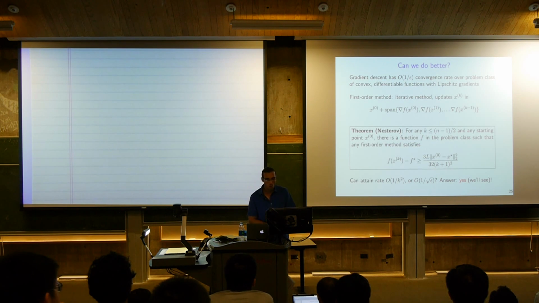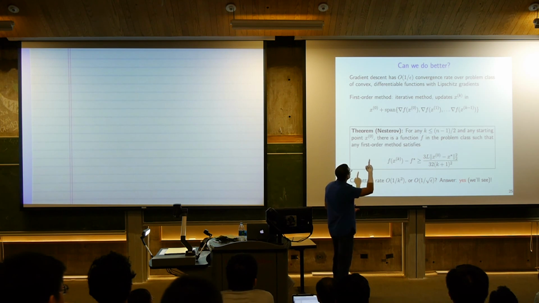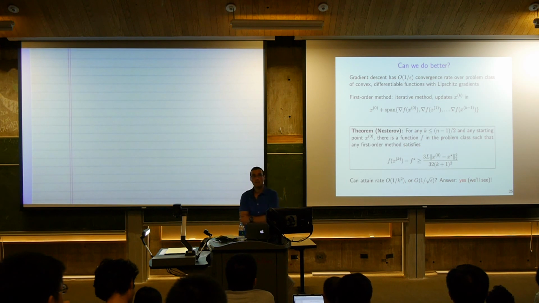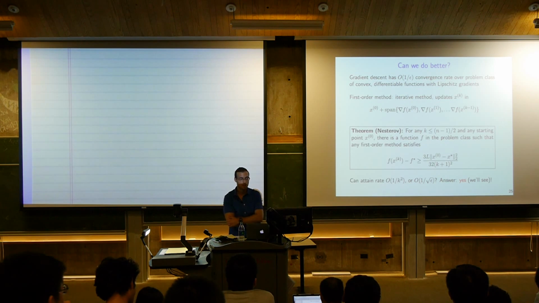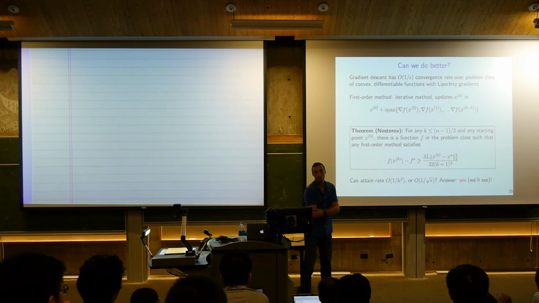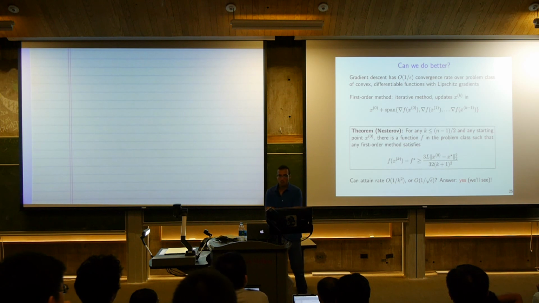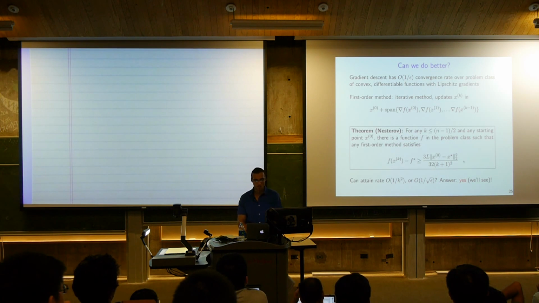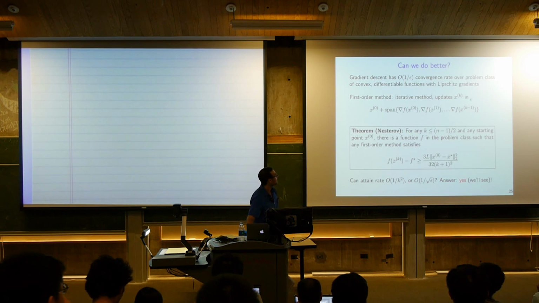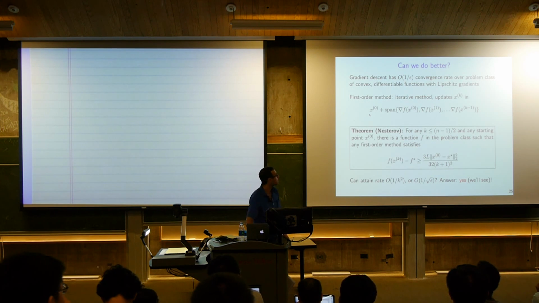So what we proved is that gradient descent has an order 1 over epsilon convergence rate over the problem class of convex differentiable functions whose gradients are Lipschitz. And let's formally define a first order method now so we can make an interesting statement. A first order method we're going to define as just an iterative method where we produce a sequence of iterates like x0, x1, x2, x3, etc., where at any step xk has to lie in the set x0 plus the span of the gradients we've already seen.